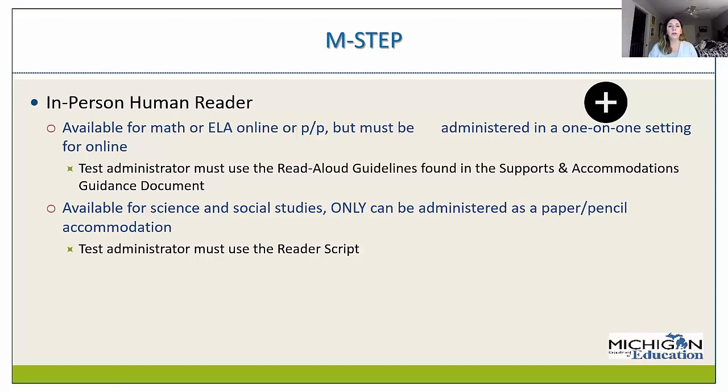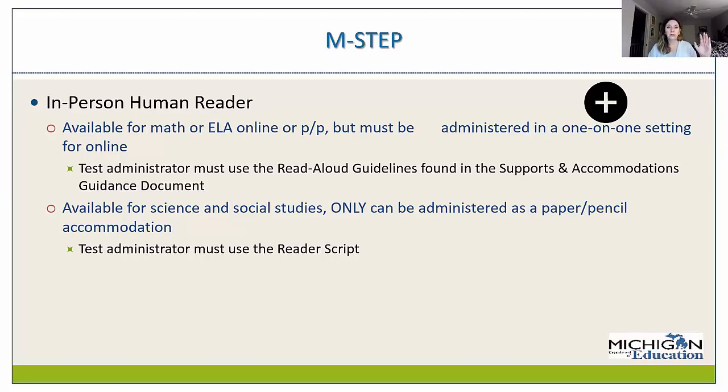The in-person human reader is available for math or ELA, online or paper pencil, but it must be administered in a one-on-one setting for the online test. The reason for that is because the test questions are going to be different for every single student. So if you're in a scenario where the student is taking the CAT assessment, you could have, let's say, 10 students in a room or 20 students. All 20 students would be looking at different questions, even though they might all be on question 3, let's say.